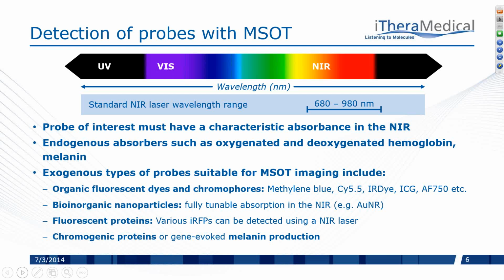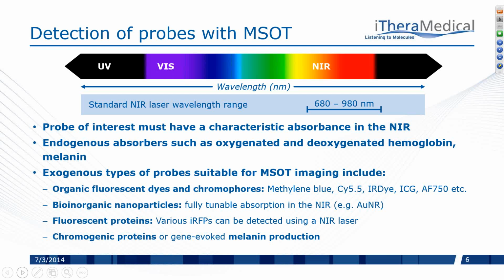We can also look at nanoparticles, for example, gold nanorods that can be fully tuned to be absorbing in the 680 to 980 nanometer range. Basically, if you make the nanorods longer, they will absorb at higher wavelengths, and this can be fully tuned.